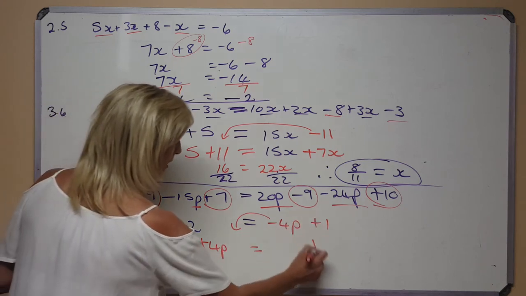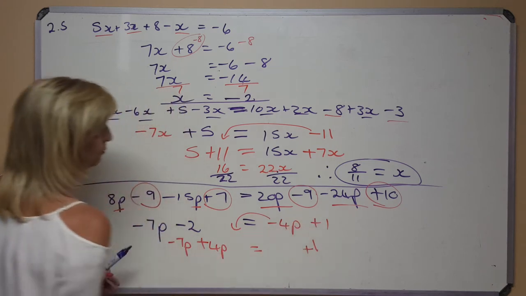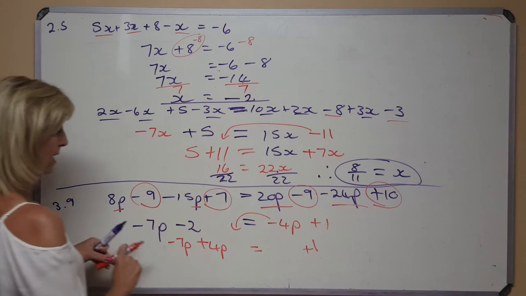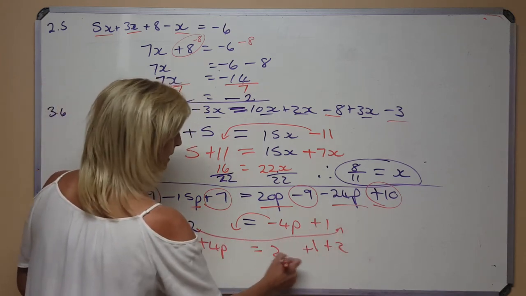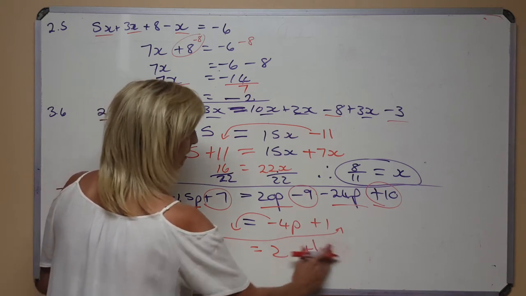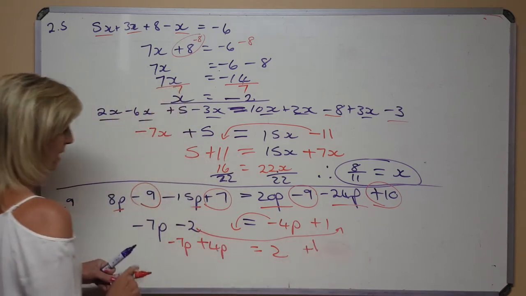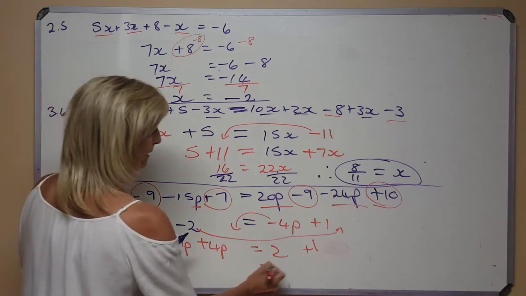Hou die 1 aan daai kant. Keep the 1 on that side, plus 1 if you want. And then the minus 2 is going to come across and become a plus 2. Plus 2. Doesn't matter where you put it. At the front, at the back, it doesn't matter. Maar dan tel jy op en jy kry 3.